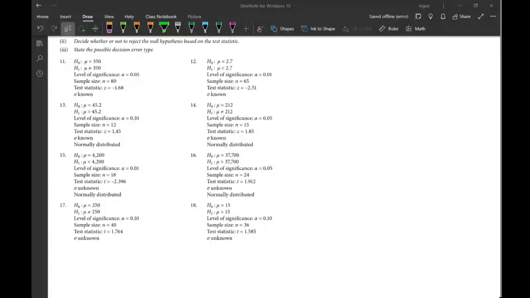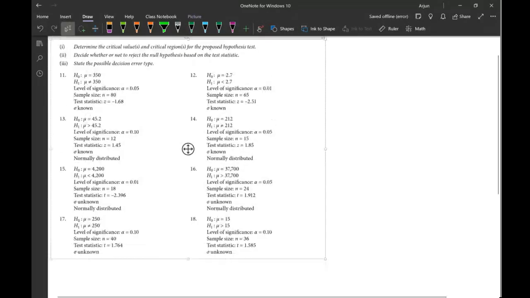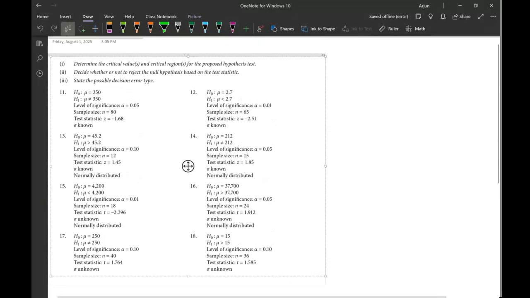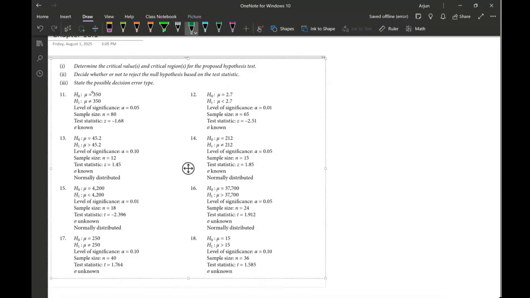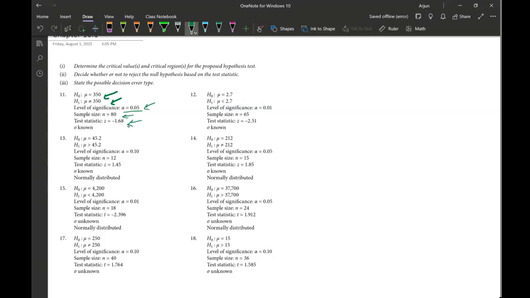Welcome back, folks. Let's try and solve some of the math problems on the hypothesis test. So let's look into the very first question. What we are given is the mean equal to 350, and the claim is that the mean is not equal to 350. The level of significance is 0.05, the sample size is 80, and sigma is known, so we use the z value.